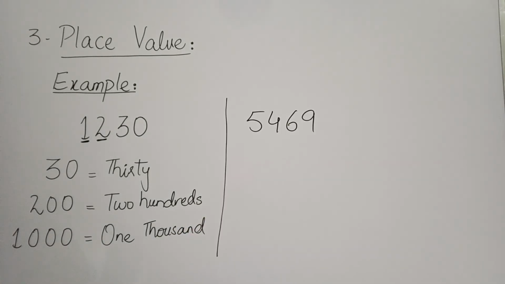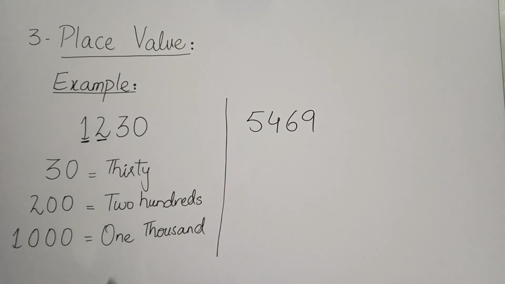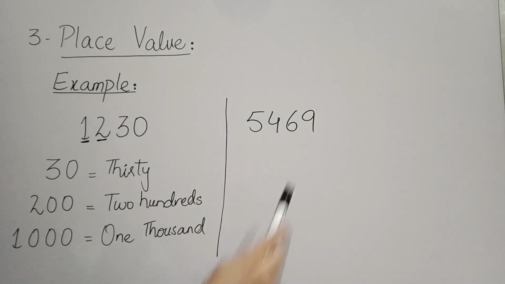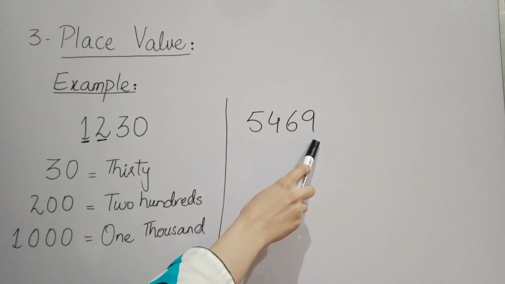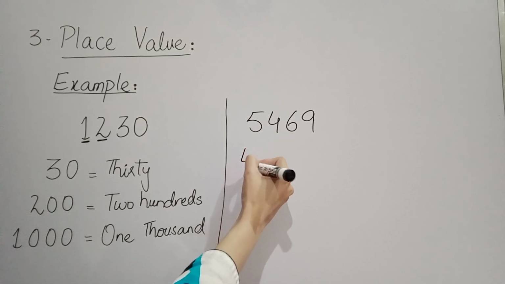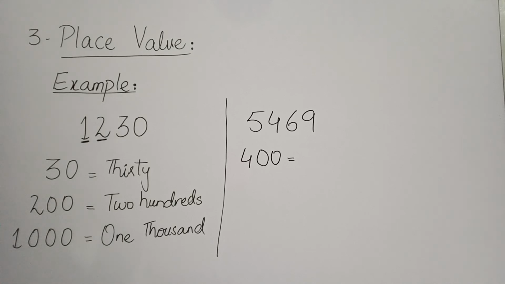Let's assume another number, 5469. If we need to find the worth or value of digit 4 in this number, using the same method, we will count the numbers that come after the digit 4. Now, how many numbers are there? 1 and 2. So 2 zeros will be added after the digit 4, which places it at hundreds.